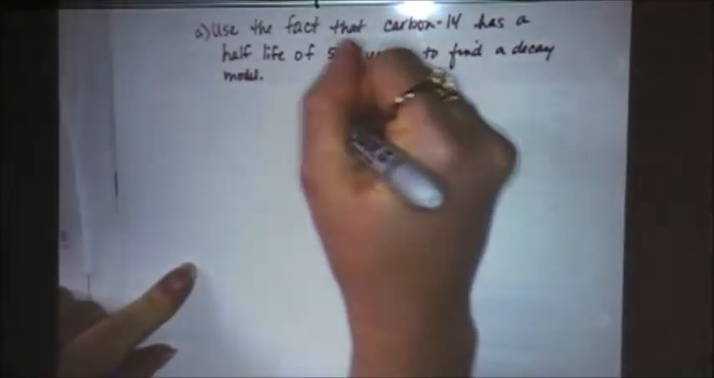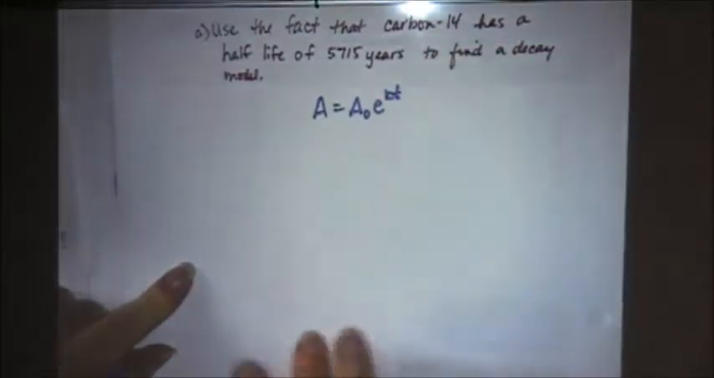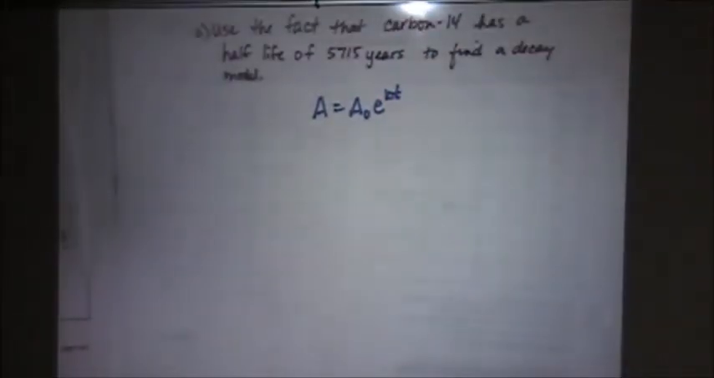Okay, what a half-life means is how many years it takes for there to be half of the carbon remaining in the item. Whatever the original amount of carbon is, it takes 5,715 years for half of it to be gone. So we're going to use our same exponential function that we were using for population growth, but now it's going to be a decay model.